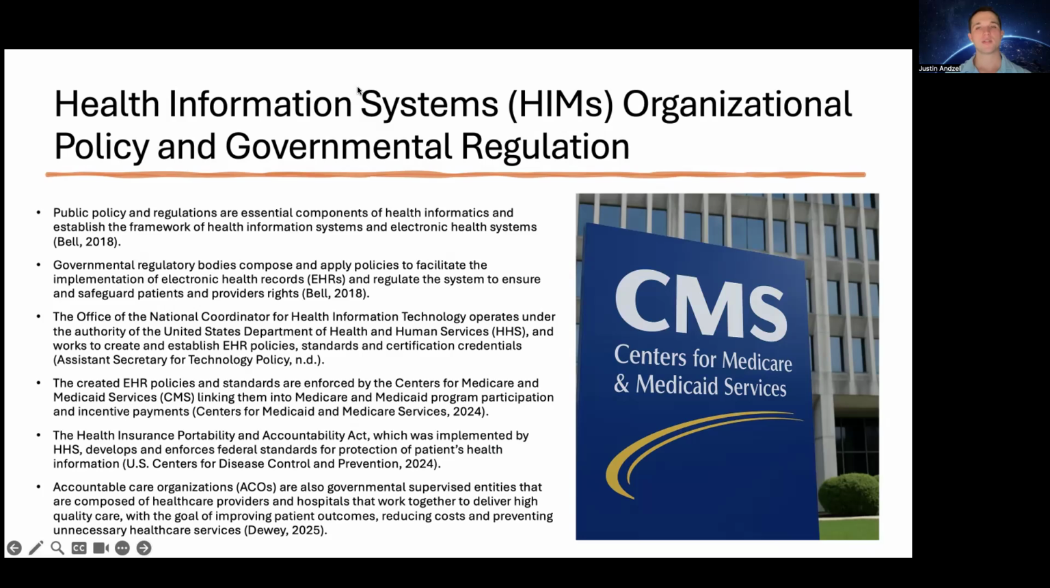Healthcare information systems, organizational policy, and governmental regulation. Public policy and regulations are essential components of health informatics and establish the framework of health information systems and electronic health systems. Health information systems, HIS, technology continues to develop, evolve, change, and dictate the way healthcare is delivered.